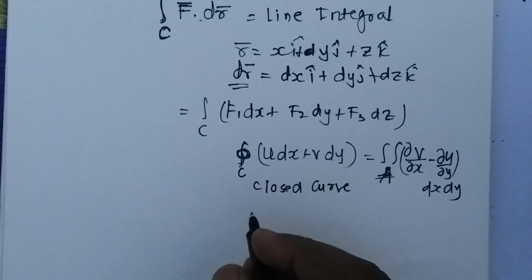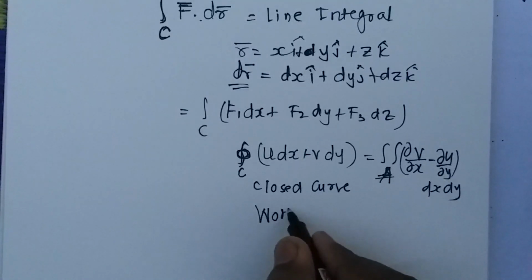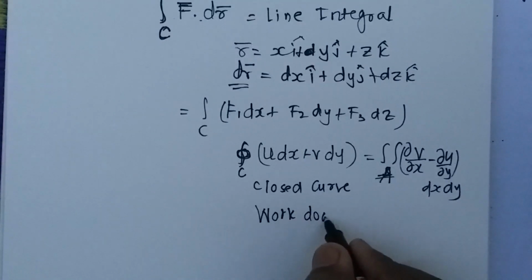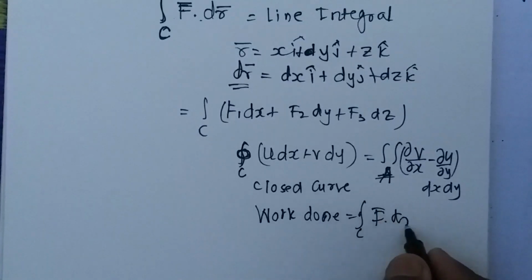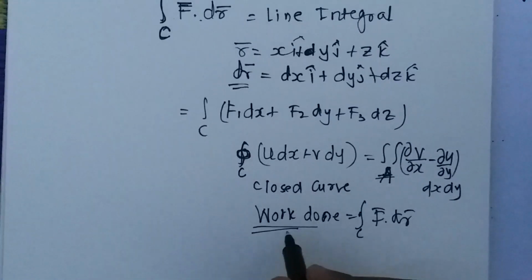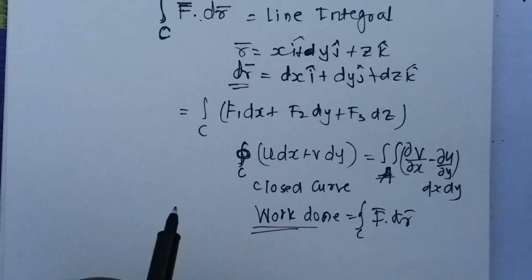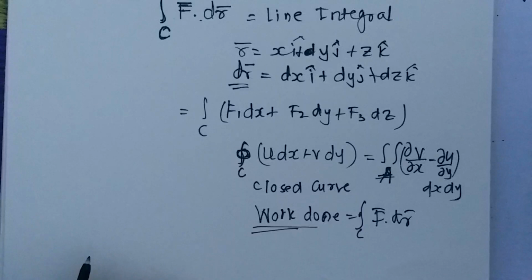Then for conservative fields, there are problems of the type work done. The work done is also equal to the line integral over C of F bar dot dr bar, where F bar represents force there. So the meaning of work done is also nothing but line integral. These types of problems you are going to face in the first topic.